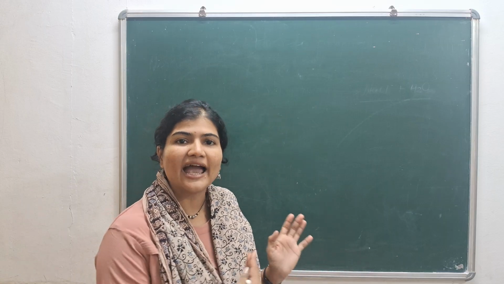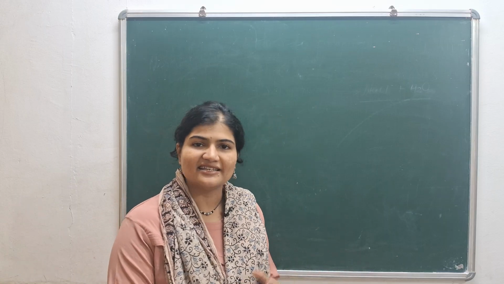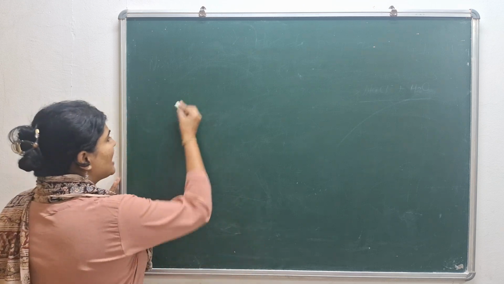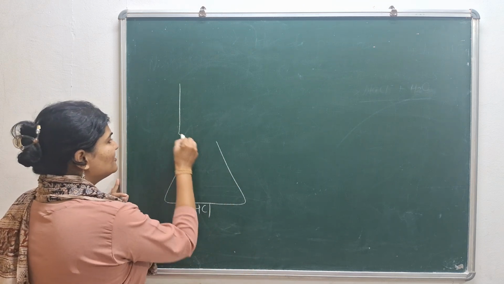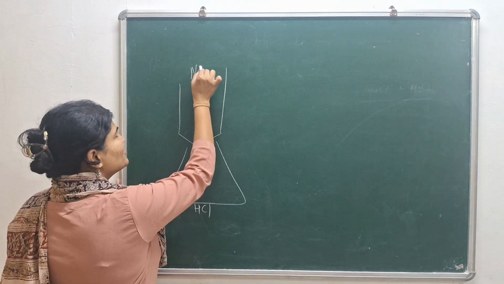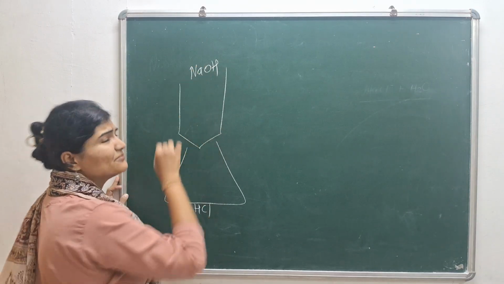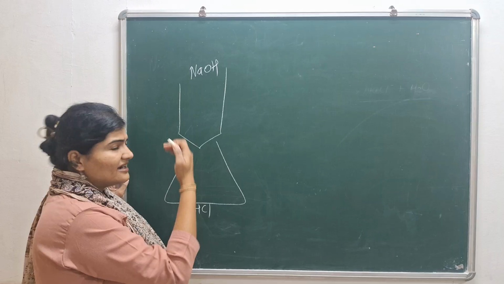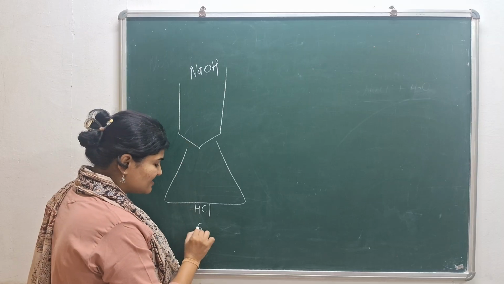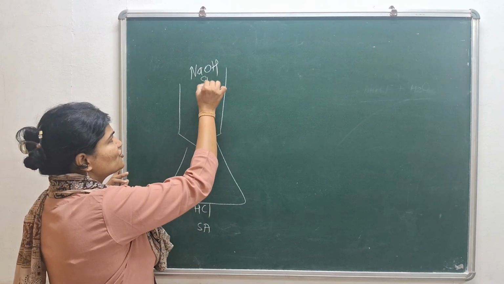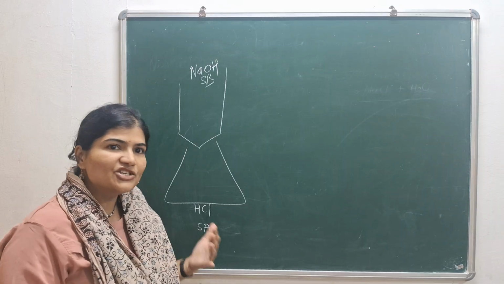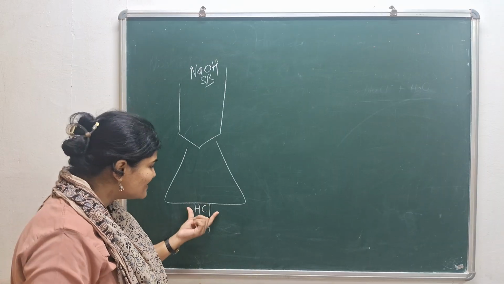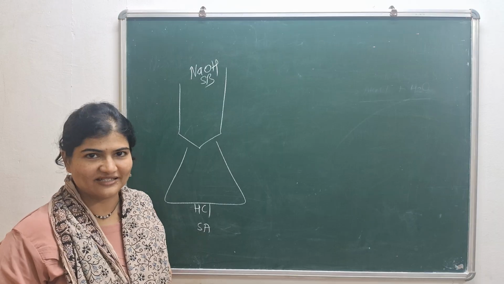To understand the difference between end point and equivalence point, let us take an example. Suppose I am titrating HCl, which is a strong acid, with NaOH, which is a strong base. Let's keep it very simple. HCl is a strong acid, NaOH is a strong base, and you are titrating this. Now, titration means you are reacting this strong acid with this strong base, right?